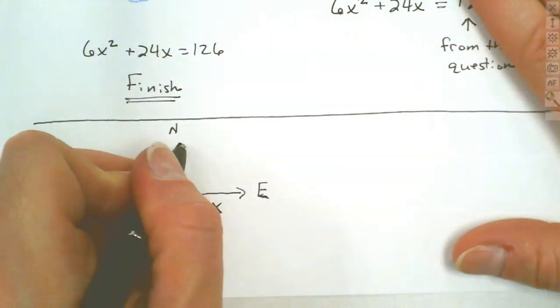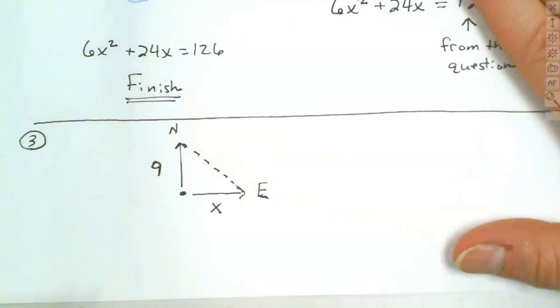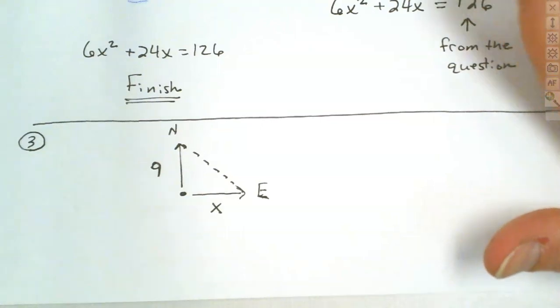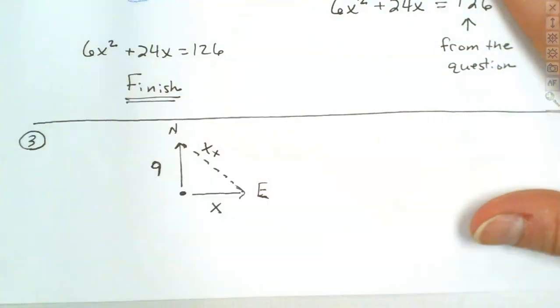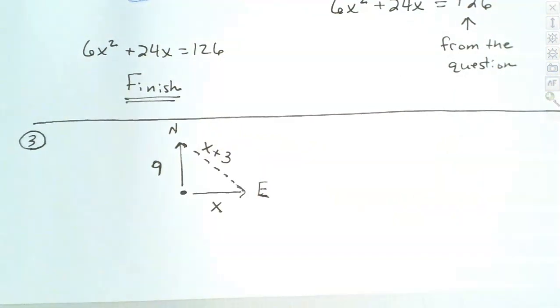And what about the distance between them? That's this diagonal right here. Is that your distance? And how does that relate to the eastbound car? Well, it says the distance between the two cars was 3 miles more than the distance traveled by the car heading east. So that one's going to be X plus 3. Is everyone okay with how I set that up?